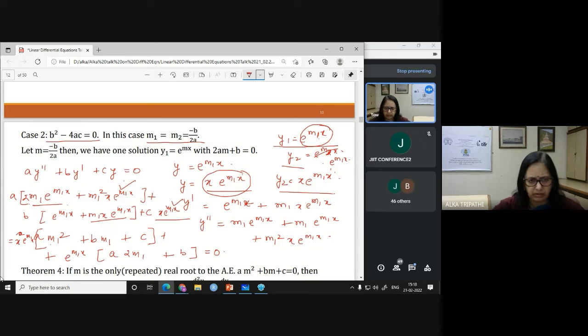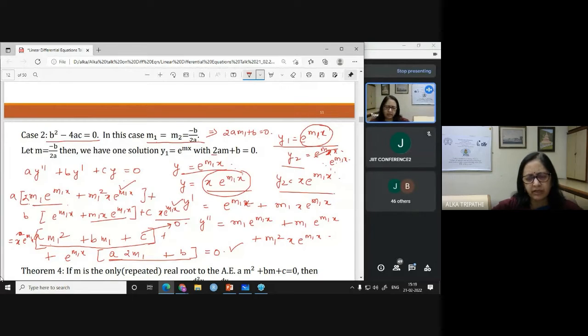And you know that because e to the power m1x is the solution, the auxiliary equation gives me a m1 square plus b m1 plus c equal to 0. So this part is 0. Again, we have seen that m1 is equal to minus b by 2a, or if you simplify this, you will get 2a m1 plus b is equal to 0. That means the second part is 0. So the whole expression is 0. Because of this reason, we can consider the second solution to be x e to the power m1x.